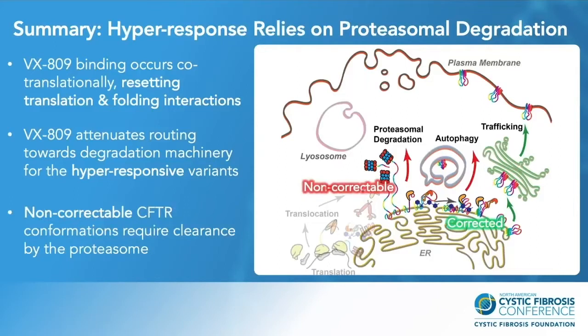Lastly, we saw that active proteasomal degradation was necessary for the correction mechanism of the hyperresponsive variants. So this may indicate that some non-correctable conformation is still present and requires proteasomal clearance to not disrupt trafficking of the corrected subpopulations.